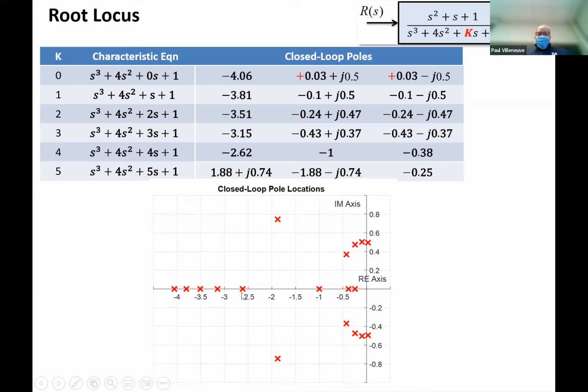We started heading in this direction. And then over here, we had plus or minus 0.03, plus or minus j0.5. So that's those two right here. And then we started walking in this direction here and here until we ended up getting back onto this real axis. And then eventually we walked away from the real axis as well. We'll actually be able to come up with a way of determining what this looks like once we start to implement some of this work.